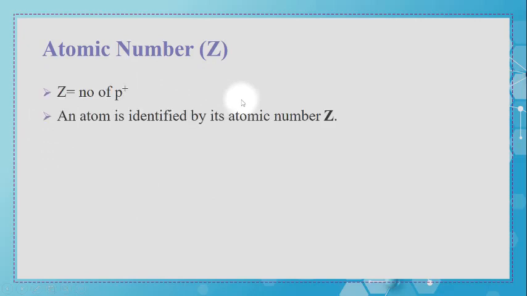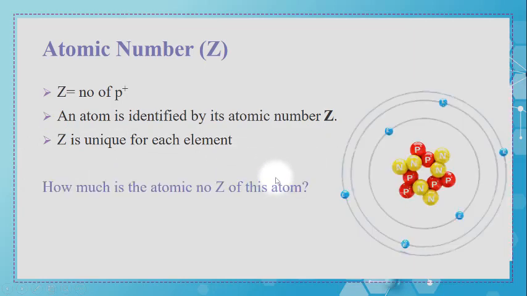Atomic number Z. The atomic number Z is the number of protons. An atom is identified by its atomic number Z. Z is unique for each element. How much is the atomic number Z of this atom? We count the number of protons. The number of protons equals 6, so the atomic number Z is 6.